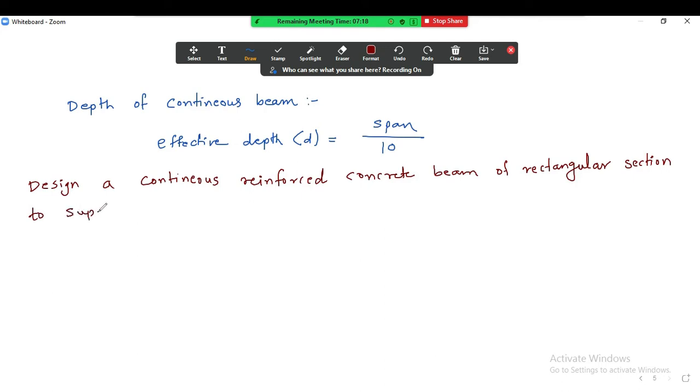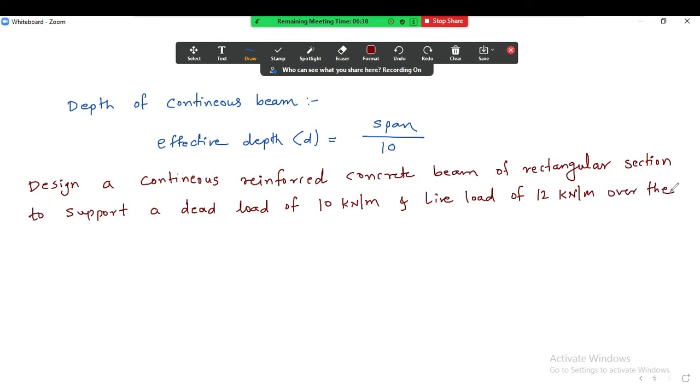to support a dead load of 10 kilonewton per meter and live load of 12 kilonewton per meter over the span of 6 meter, full stop.